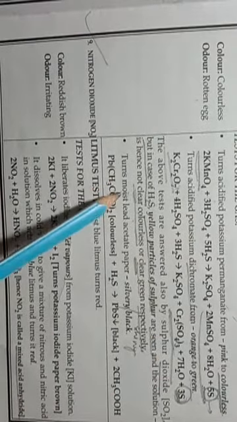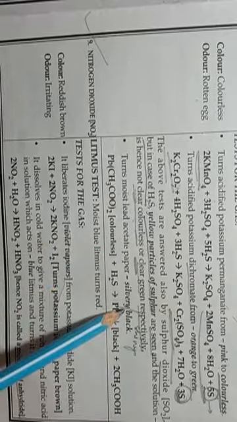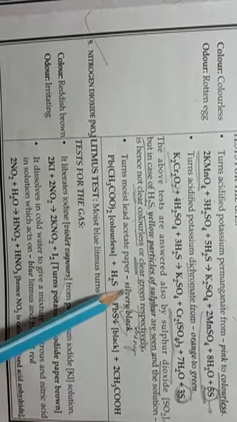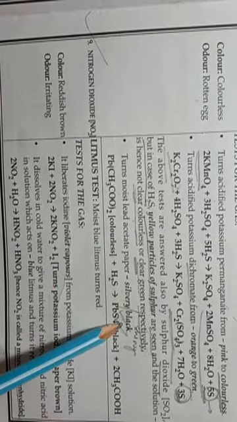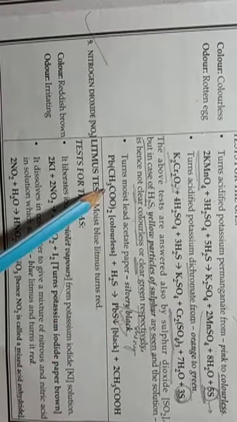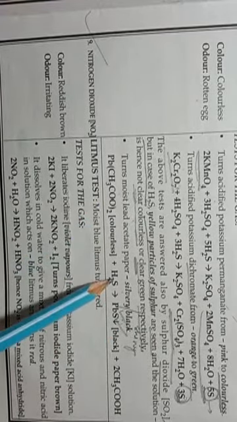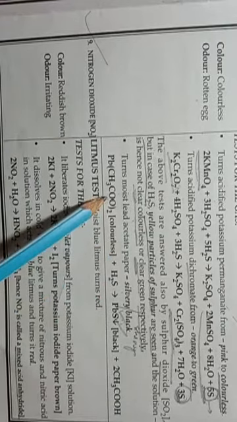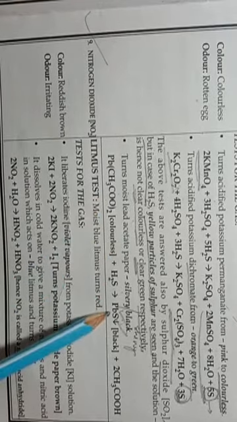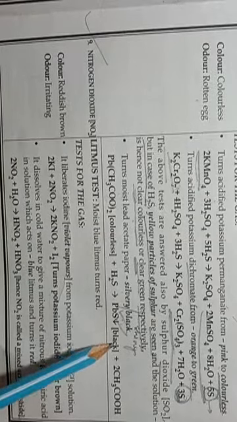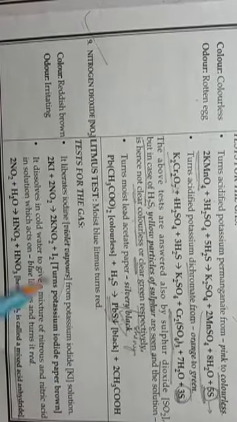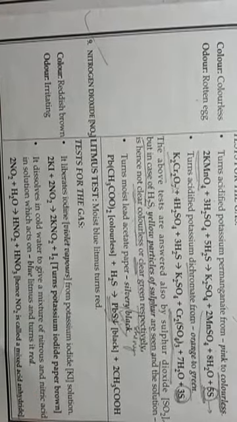The next, it turns moist lead acetate paper silvery black. A very important test: silvery black or shiny black. Lead acetate paper, which is colorless, turns silvery black or shiny black when H2S gas is passed through it, due to the formation of lead sulfide.